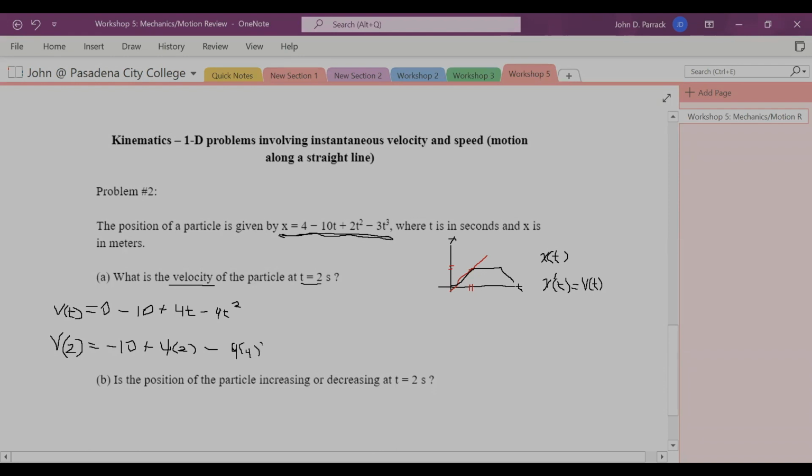4 squared. What's that going to equal? We'll punch it into our calculator. I could do the arithmetic also, but I won't. We're going to do minus 10 plus 4 times 2 is 8 plus 4 times 2, and then minus 9 times 4 squared, which is going to be 16.